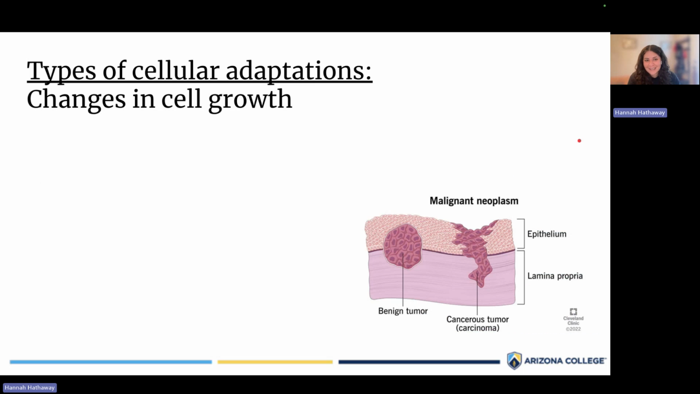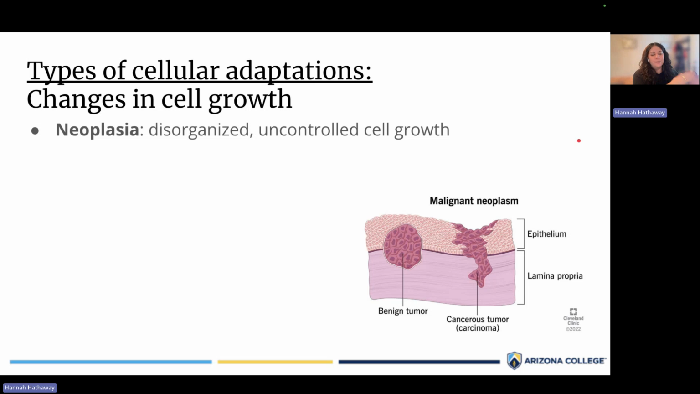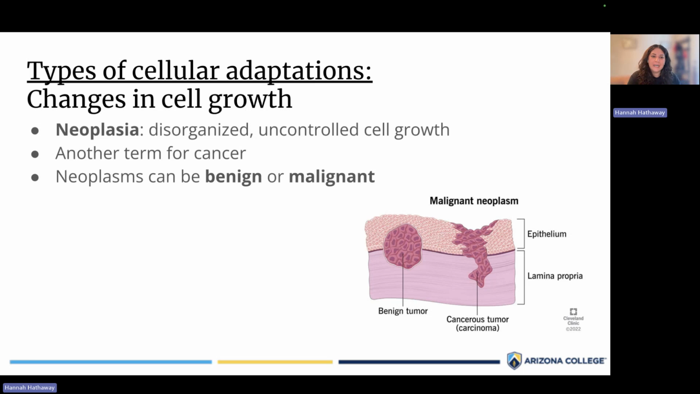Okay, and then that takes me to the last one, which is neoplasia. So both metaplasia and dysplasia predispose those cells to becoming cancerous. If that happens, we would call those cells neoplastic or neoplasia. So this is disorganized, uncontrolled cell growth. This is just another term for cancer. Neoplasia can be benign or malignant. So malignant means that they're really poorly differentiated, meaning they just don't look like the original cell they were at all. You just know that they, for example, originally were a skin cell because they are on your skin.